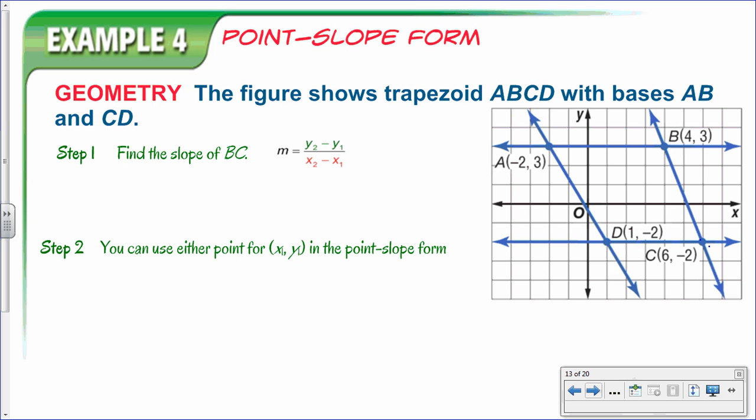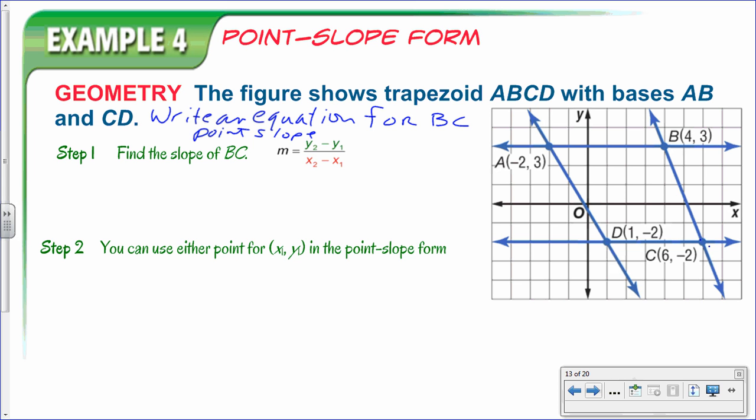Now, what we want to do here is write an equation for B, C. What form do I want that equation in? Point slope. Remember that blue box that showed you the steps? Okay, so what information do I have?